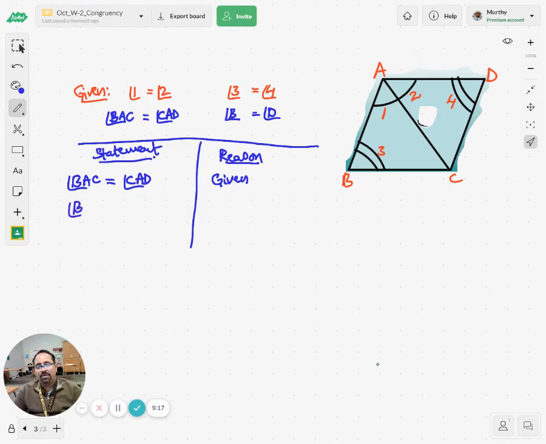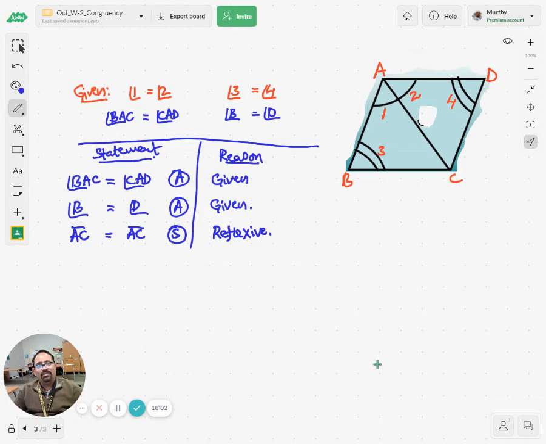Instead of angle 3 and 4, I am writing angle B equals angle D. These angles are also marked, so it's given. So angle equals angle, angle equals angle. And you see there is a side which is common to both triangles, which is AC. Line segment AC is a part of triangle ABC, and also a part of triangle ADC. So this is by the reflexive property.